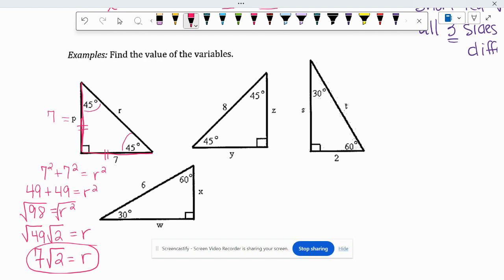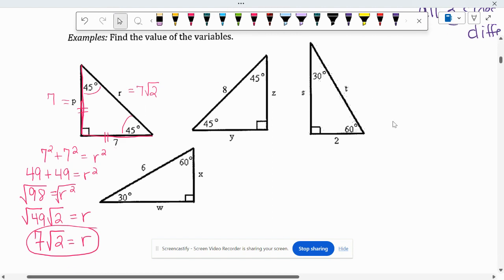So we did the Pythagorean theorem for that first one, that first 45, 45. We okay? This one, 7 square root of 2 equals R. So let's look at the next one. Same angle, so these legs are the same. So just decide, do you want to use y or z as your variable for your leg?